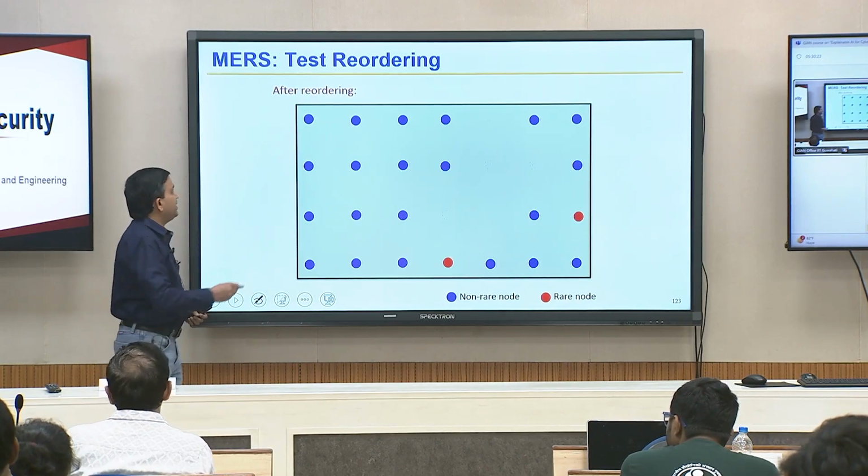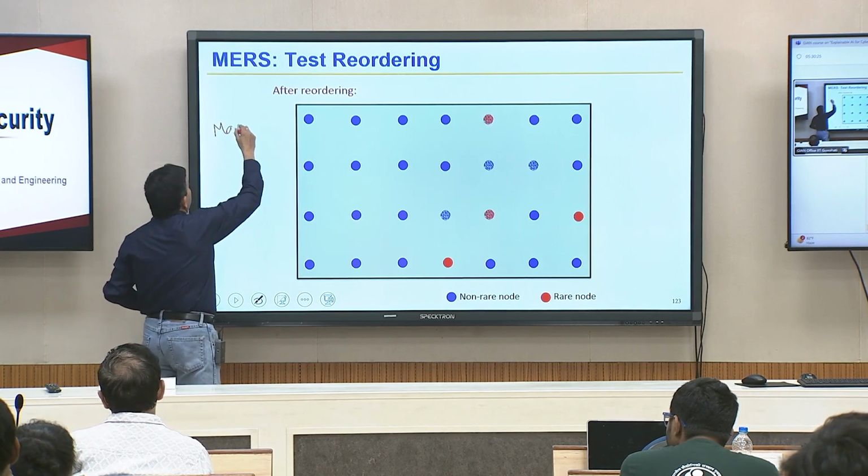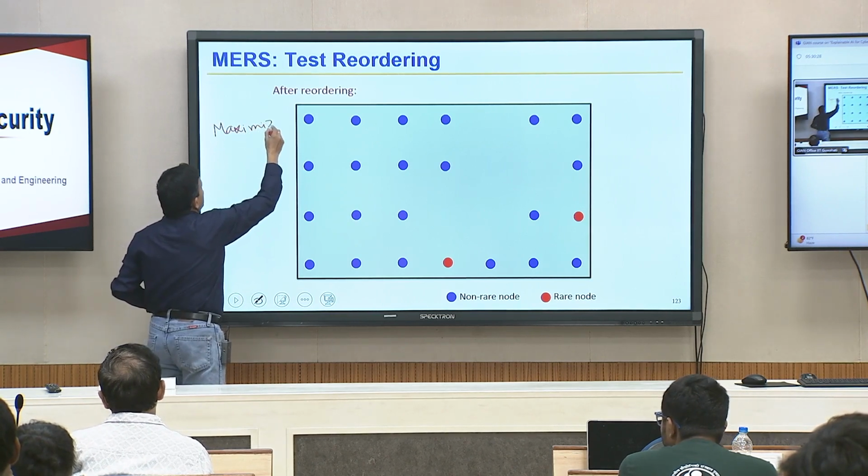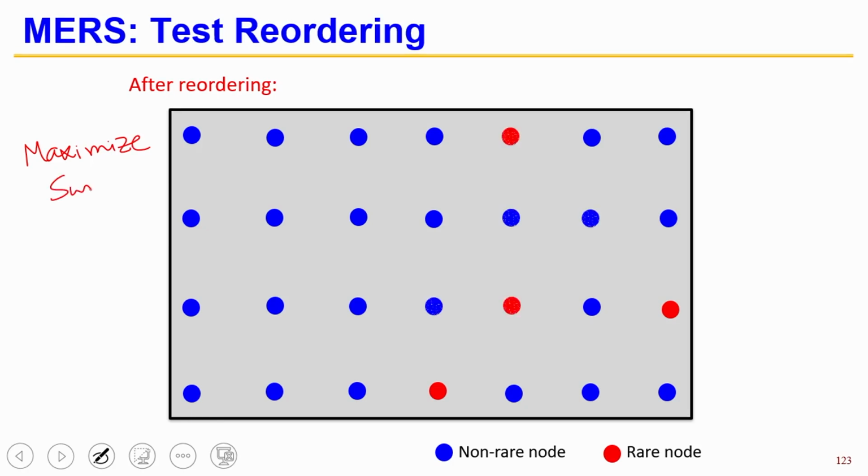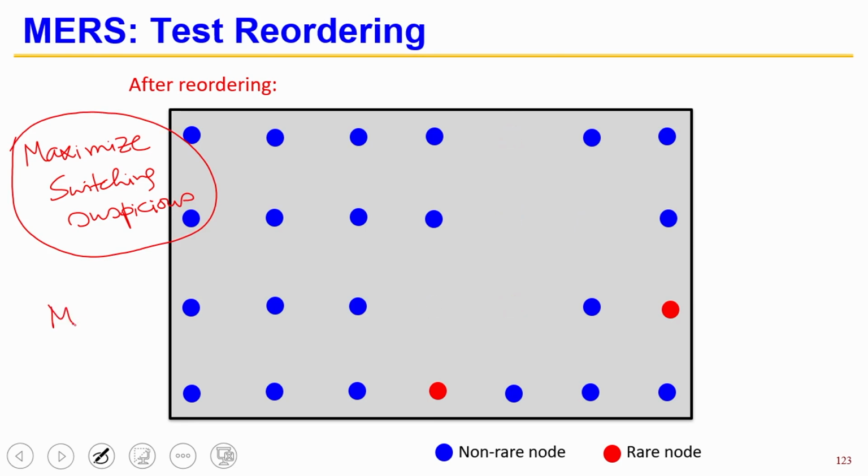It is basically the idea that you maximize switching in the rare or suspicious region, whatever your definition of suspicious. For Trojans it is basically rare nodes, that is one objective, and another objective is to minimize switching in the rest of the circuit. So, you select or generate the test cases so that you minimize the switching in the overall design, and maximize it in the suspicious area, so that detection becomes easier.